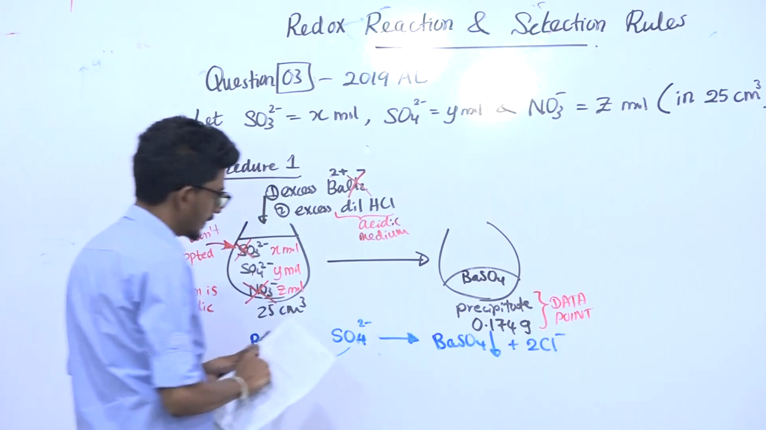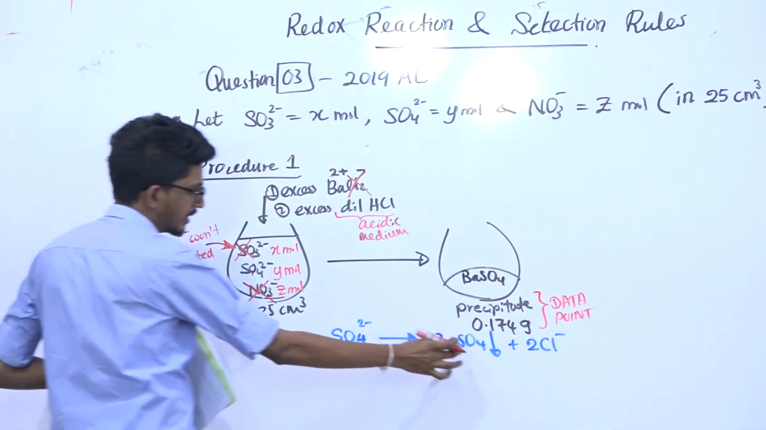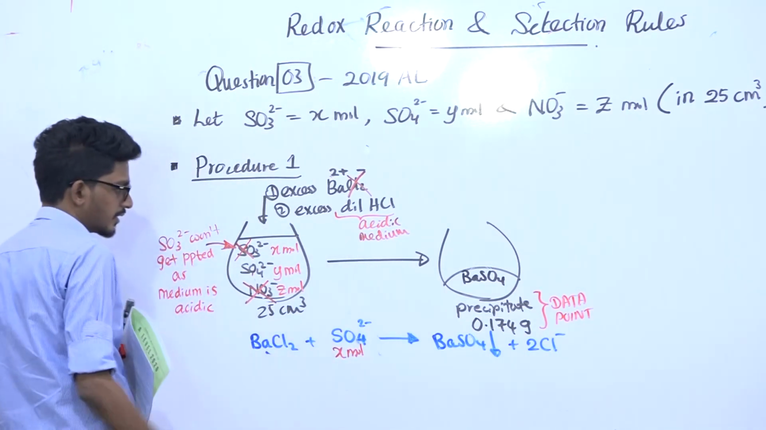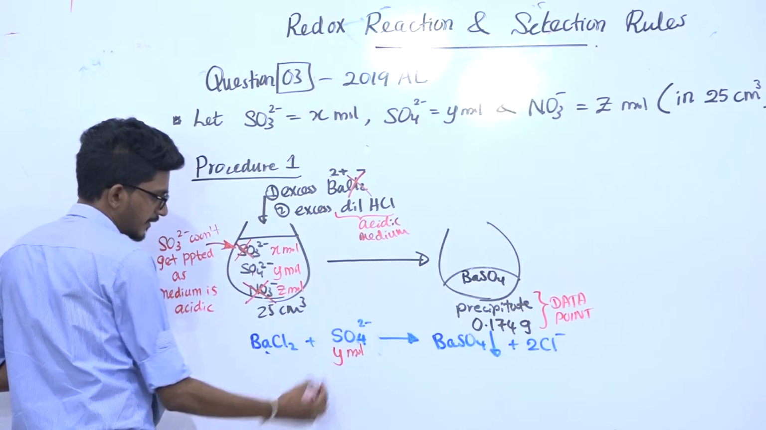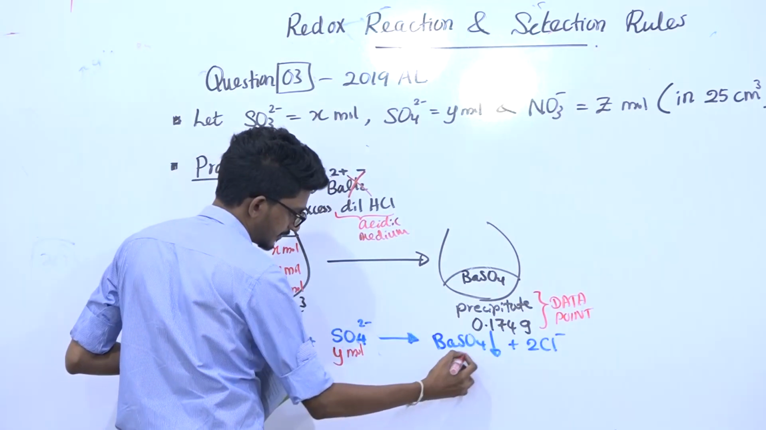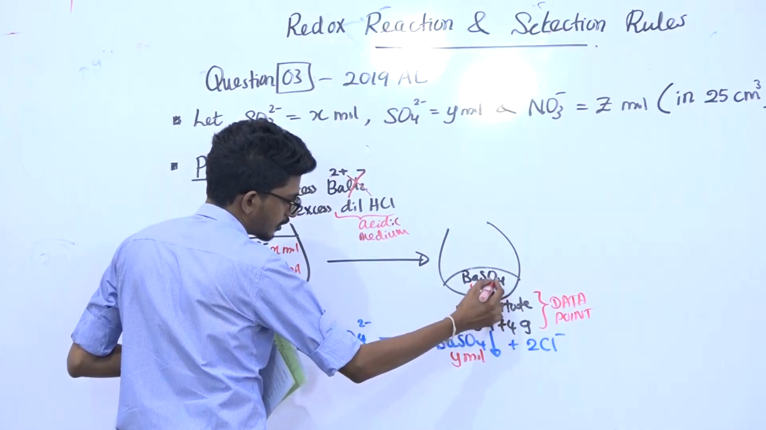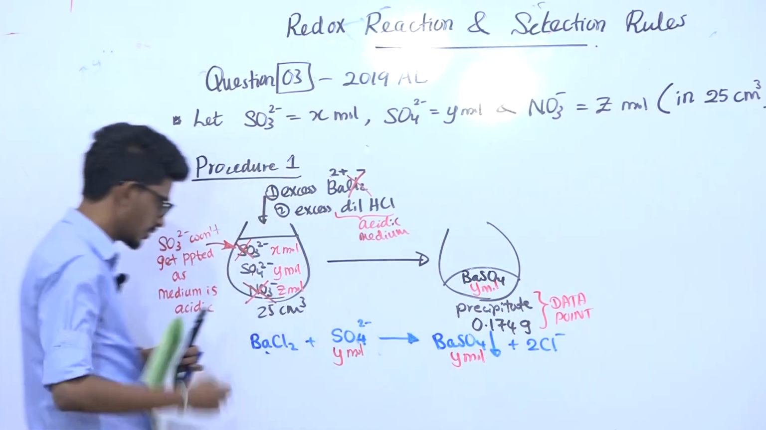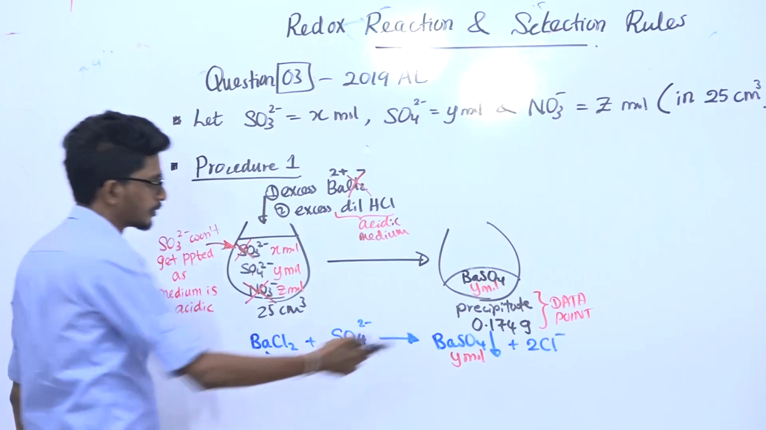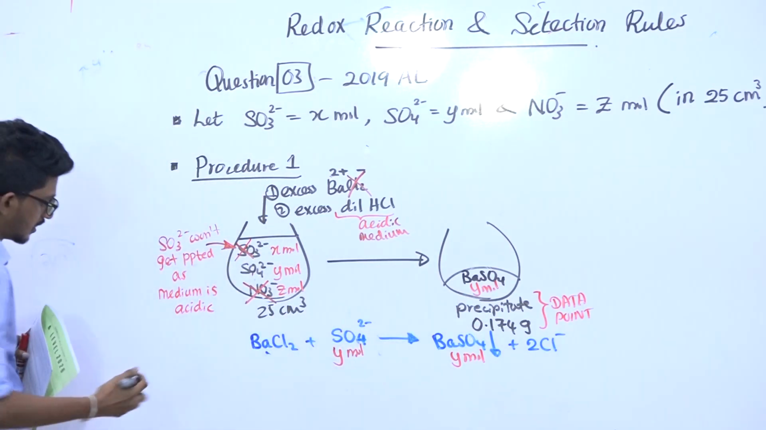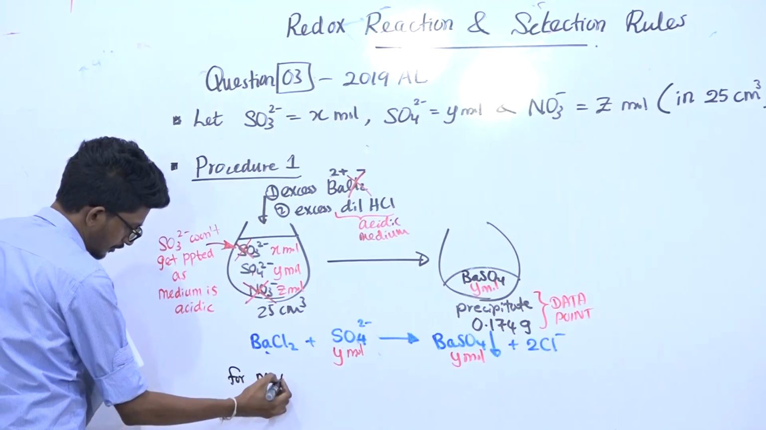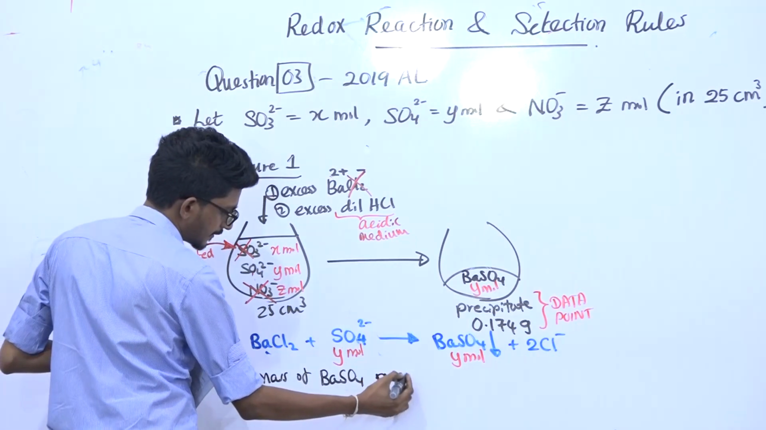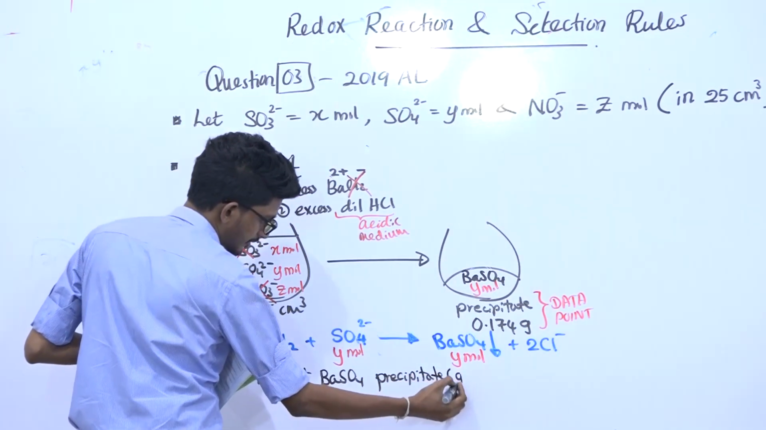So let's bring your unknowns towards the data point. This is our data point, the barium sulfate. So these x moles, y moles, so this should be y moles as a 1:1 ratio is there. So the first equation can be obtained now for this data point. That is all about the mass of the barium sulfate precipitate in grams.